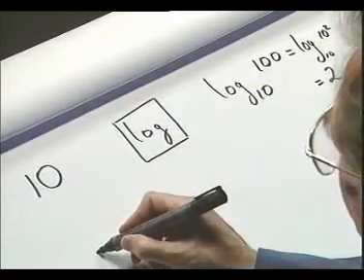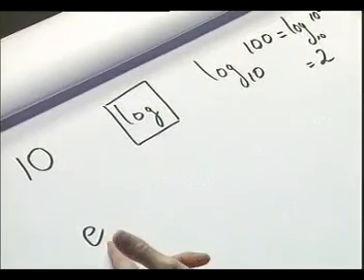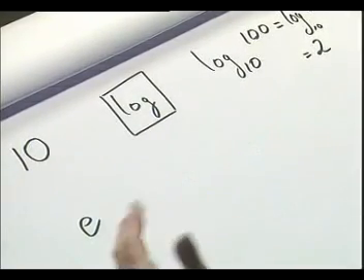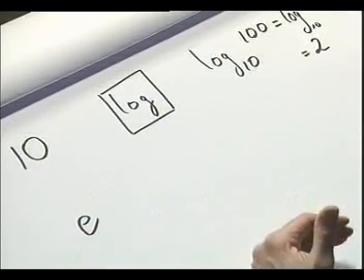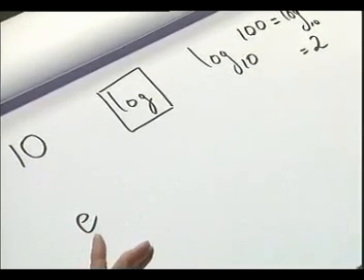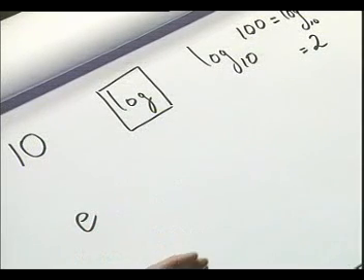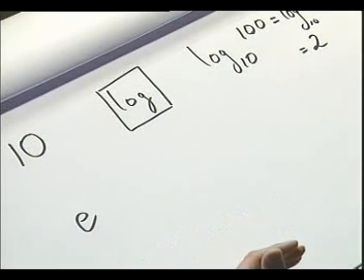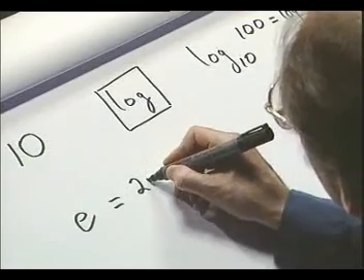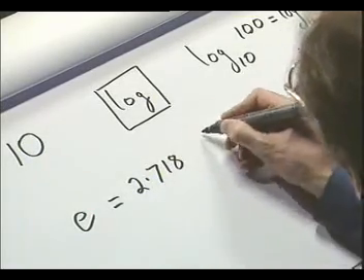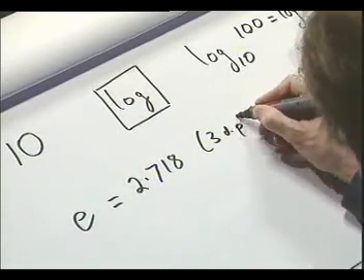What's the other common base? Well, the other common base is base e. That's a letter, not a number, you might say. But remember, pi is also a letter, a Greek letter, and a number. And e and pi share something in common. They both have infinite decimal expansions. So e is a very special number. How big is it? Well, to 3 decimal places, it's 2.718. But that's to 3 decimal places. Remember, it's got an infinite decimal expansion.